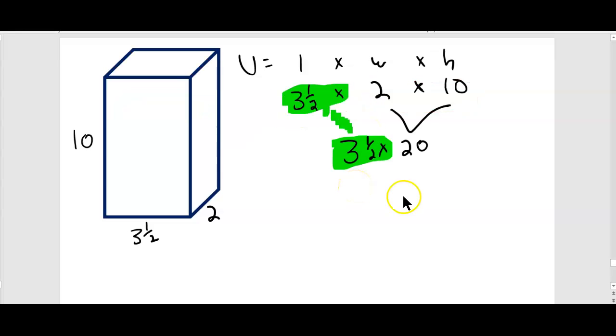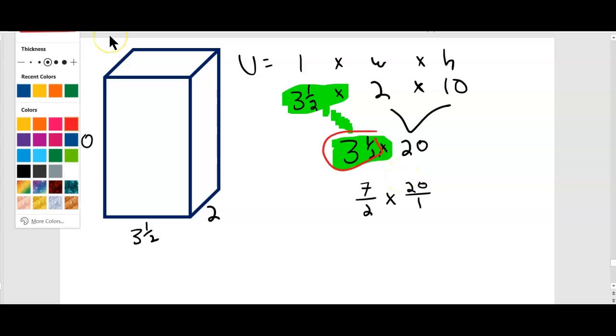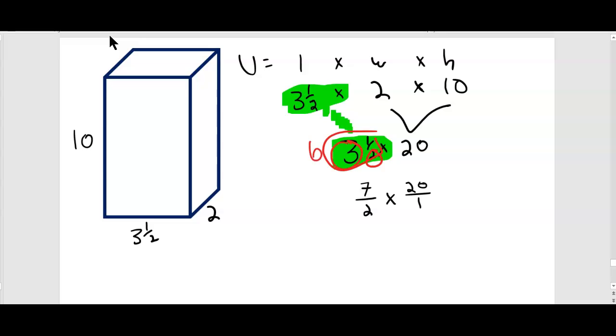Okay, so now I'm going to convert this here into an improper fraction. All I did is I took the 2 times the 3, which is 6, and I added the 1 on top. That's where the 7 comes from. I'm turning this all into halves, is what we're doing. So this is 7 halves. We're saying that 3 and 1 half is the same thing as 7 halves.